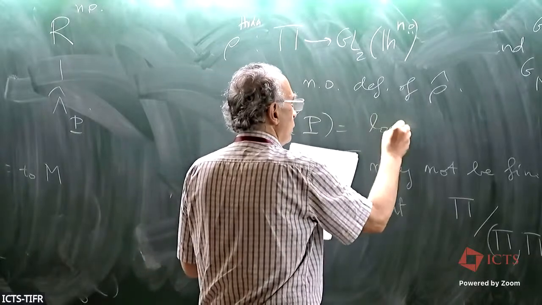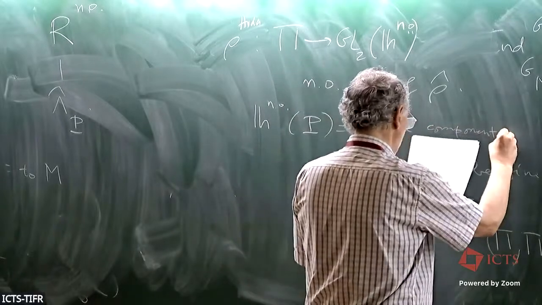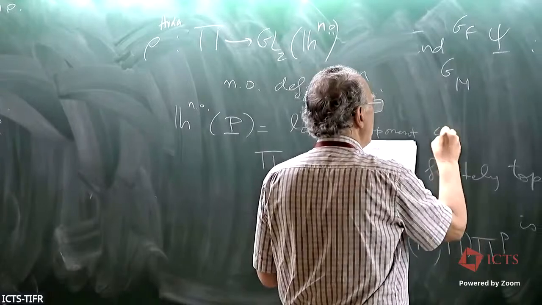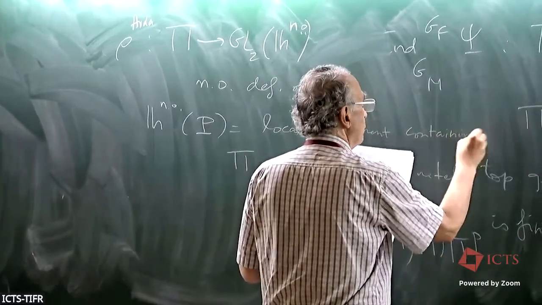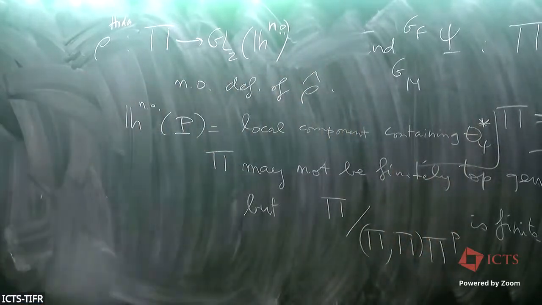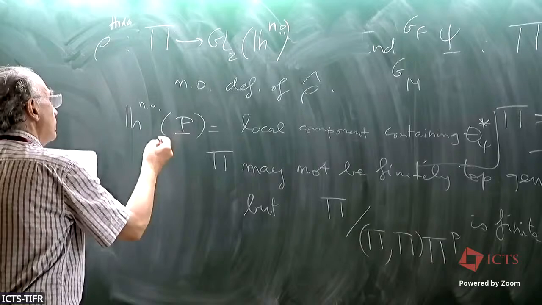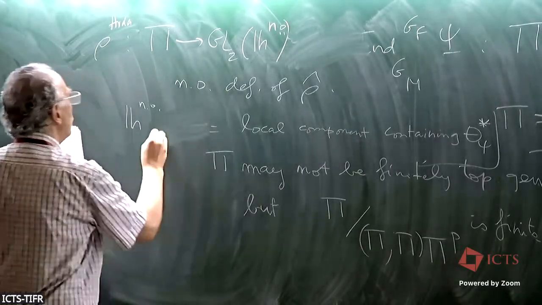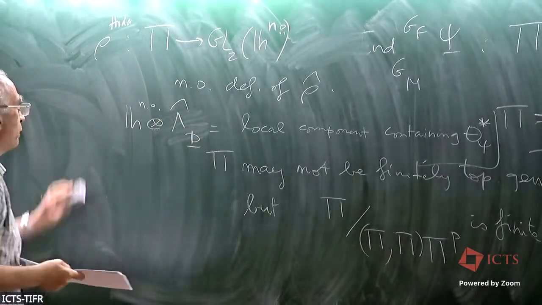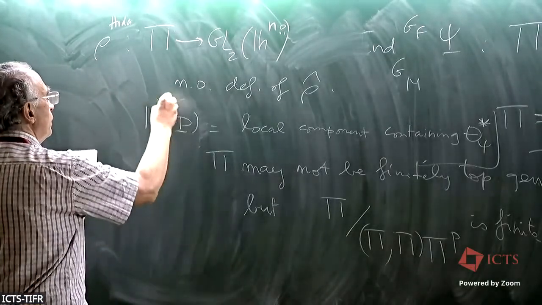local component containing the family theta, psi. Well, because it's a local component. You see, first of all, you tensor by lambda p, then you decompose, and then you take the local component. So that's why I denote it like this. So h of p, or h nearly ordinary, the local component.